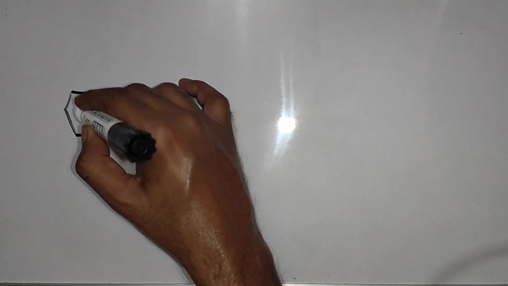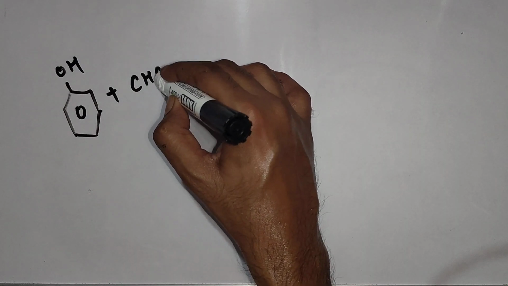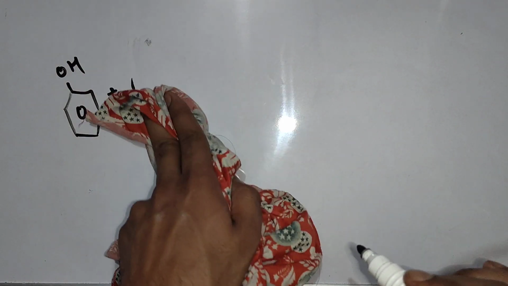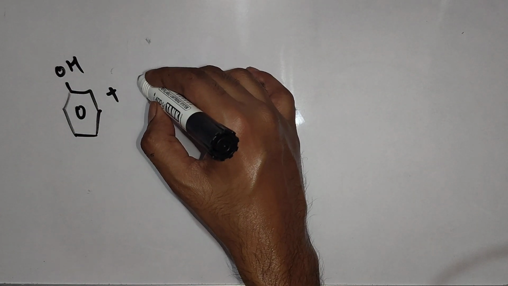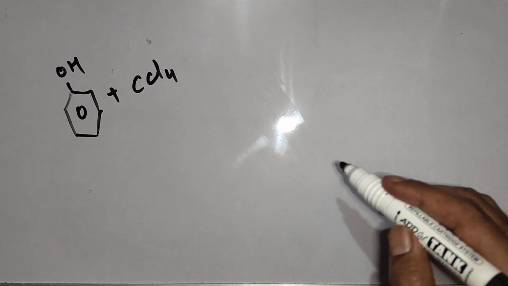Only one difference is there. In the previous Reimer-Tiemann reaction, we used chloroform. Here you don't have to use chloroform. In place of chloroform, you have to use CCl4, carbon tetrachloride. This is the only change.